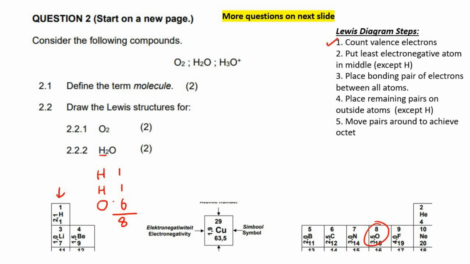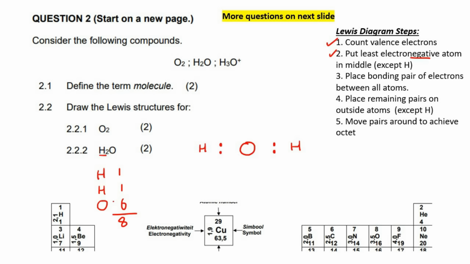Then with number 2, put the least electronegative atom in the middle. Can you see that hydrogen has an electronegativity of 2.1, whereas oxygen has an electronegativity of 3.5. So technically hydrogen should go in the middle because it said put the least electronegative atom in the middle, but it says except hydrogen. So we're going to put oxygen in the middle and we put the hydrogens on the outside. The hydrogens always go on the outside. That's step 2. Step 3, place a bonding pair of electrons between all atoms.